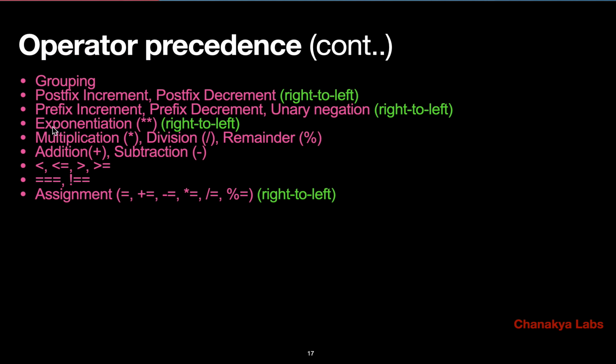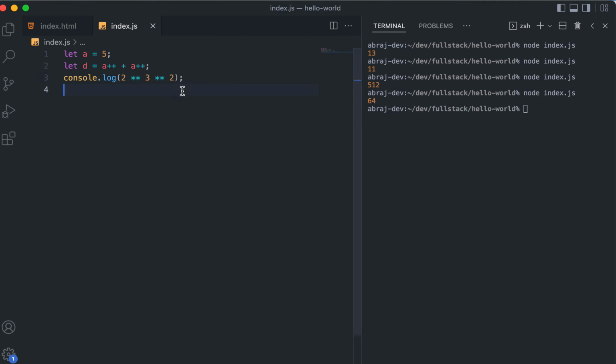As we can see here, in exponentiation, the grouping happens from right to left. This is called associativity, which means that firstly this thing will be done, and then this thing will be done, right? So 3 raised to the power 2 is 9, and then 2 raised to the power of that result, 2 raised to the power 9 will be the answer. So here, without giving brackets, you see that still 512 is the answer.